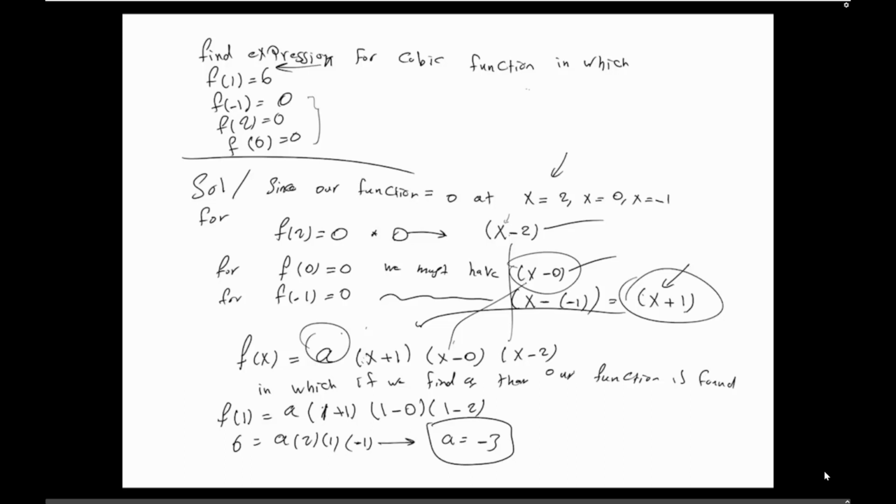So this is our value. And all that we have to do now is substitute the a value in our function. So let's write our function one more time. f of x is equivalent to minus 3 times x plus 1, x minus 0, x minus 2. This is the final value for our function.